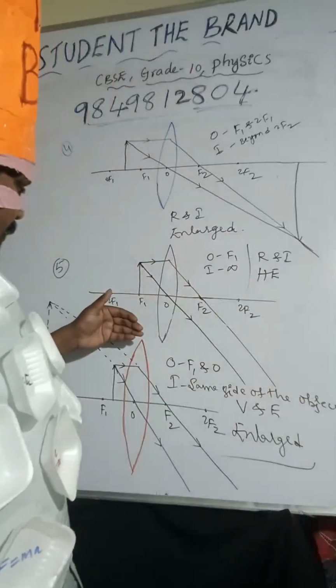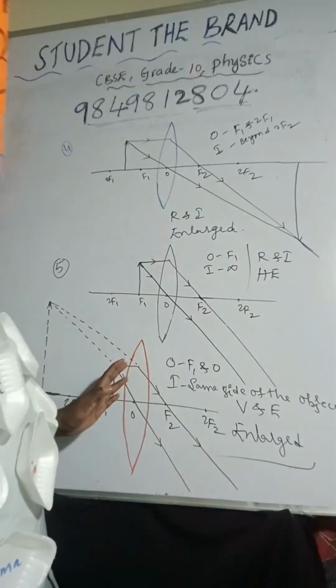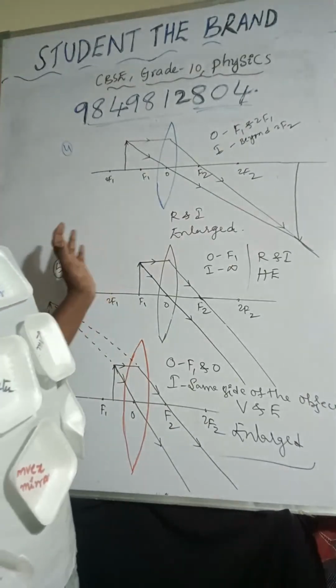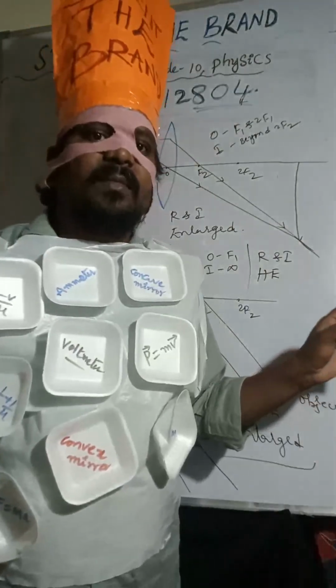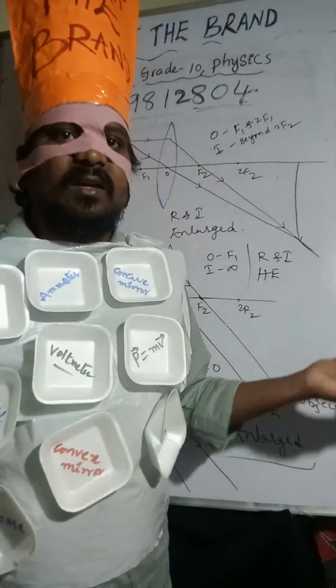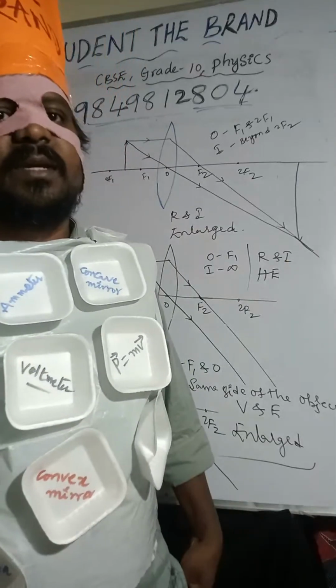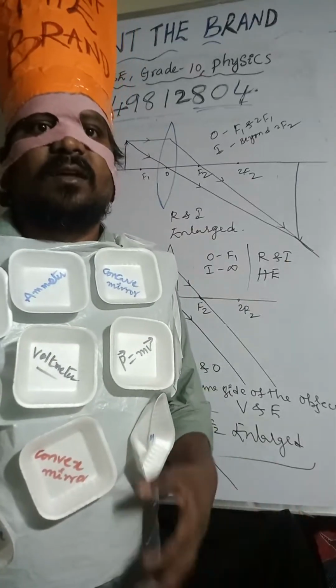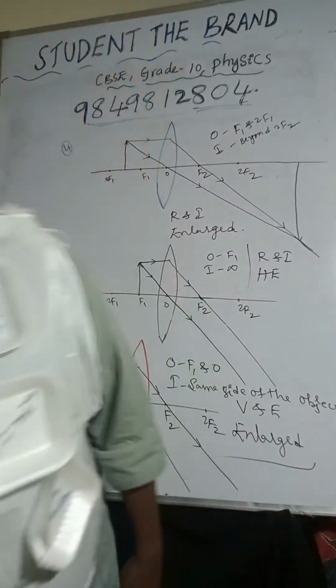And here coming to the last case, object is placed between F1 and O, image is forming same side of the object beyond to F1. Nature of the image is virtual erect and enlarged. So this is about convex lens image formations. Now we will discuss about concave lens image formations. Okay, so be ready.